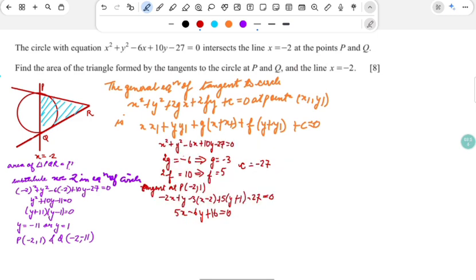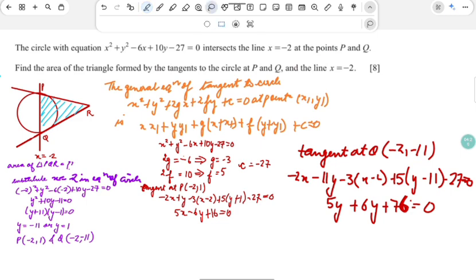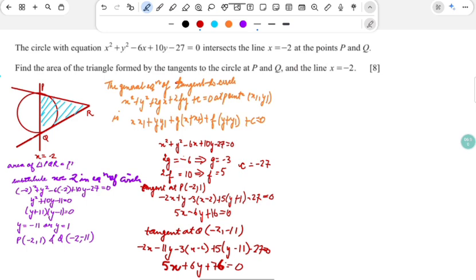Now we have to find the equation of tangent at Q. The coordinate of Q is (−2, −11). So the equation will be −2x − 11y − 3(x − 2) + 5(y − 11) − 27 = 0. Now if I solve this equation, I'll get 5x + 6y + 76 = 0. So this is the equation of tangent at point Q. So now I know the equation of tangent at point P and point Q.